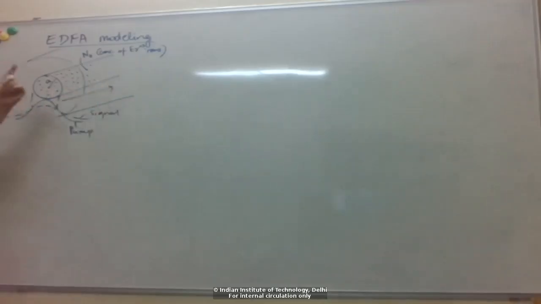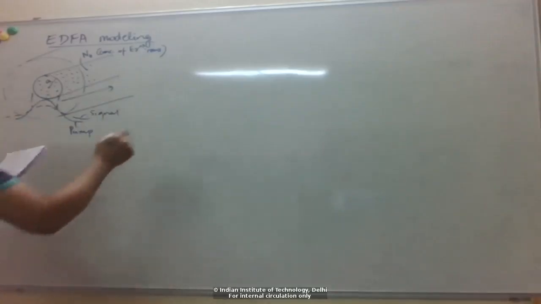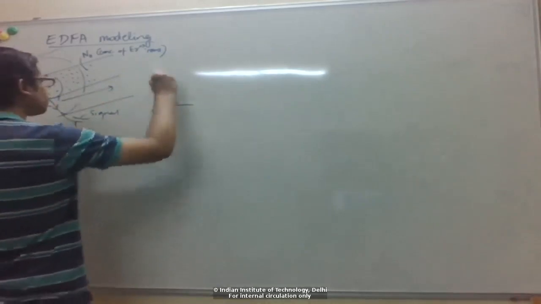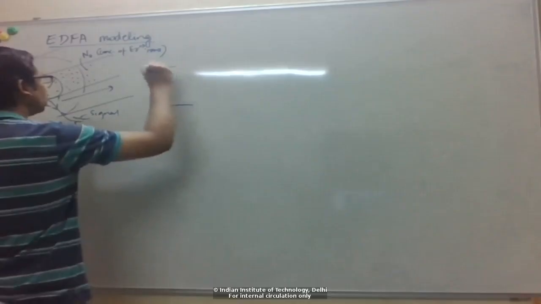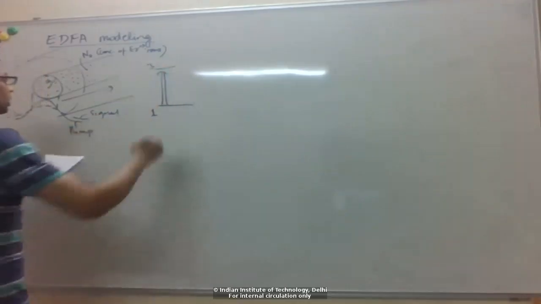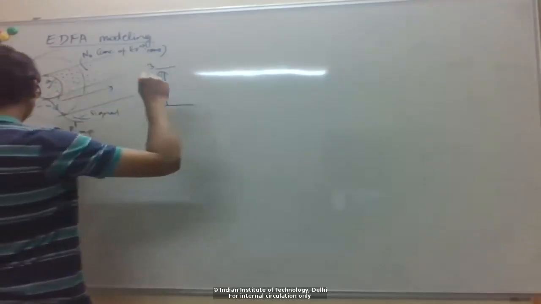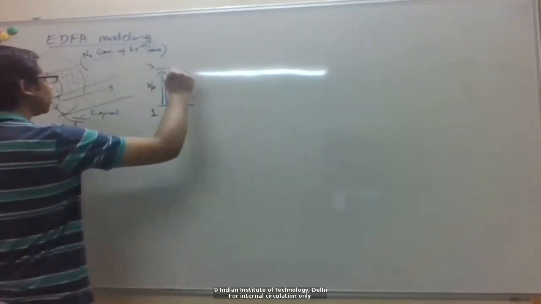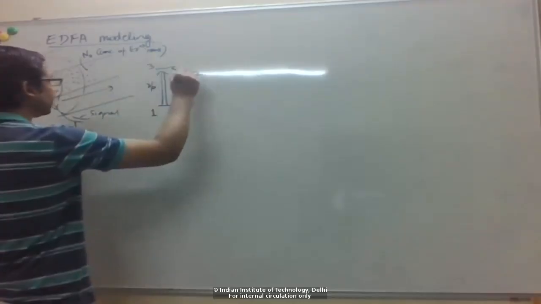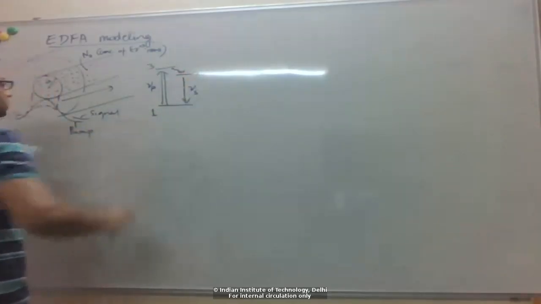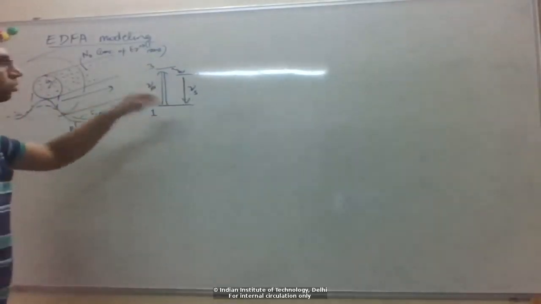The pump causes the population inversion, right? It pumps atoms from this first level, ground state, to this excited third level, right? So this is the pump frequency. And then the erbium atom quickly relaxes to this intermediate level, and then the amplification happens at the signal frequency.